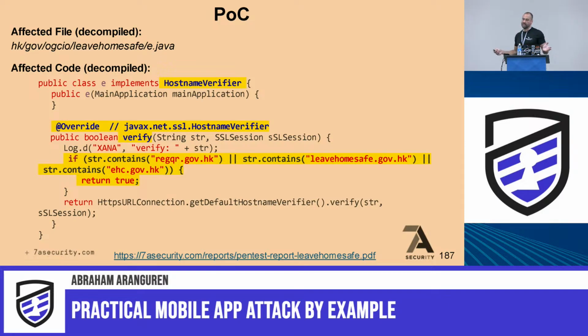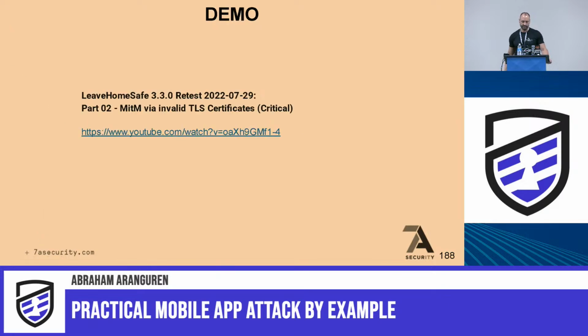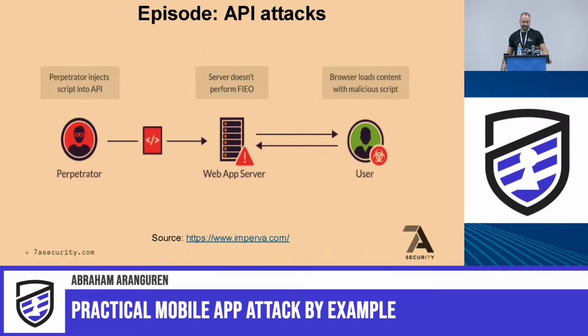So maybe it was intentional, maybe not, I don't know. We just know that it was a critical vulnerability and it was found during the test, right? And the demo for this one you can see on YouTube. And yeah, let's briefly explain the API attacks, right? So I'll just show a couple of API attacks, because this talk would be incomplete, right, without attacking the API.